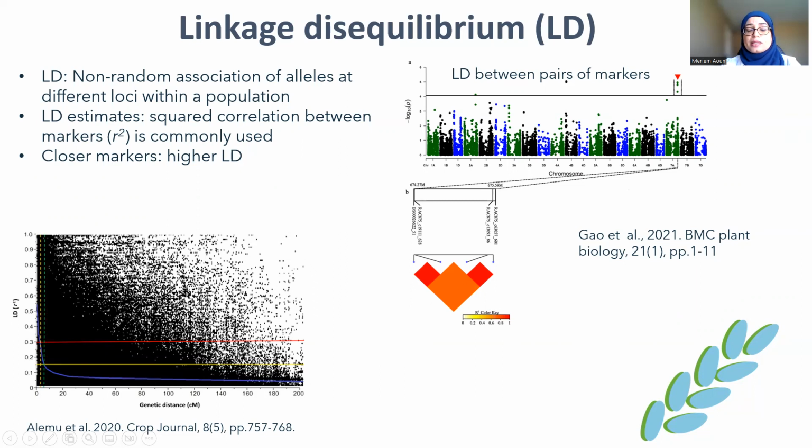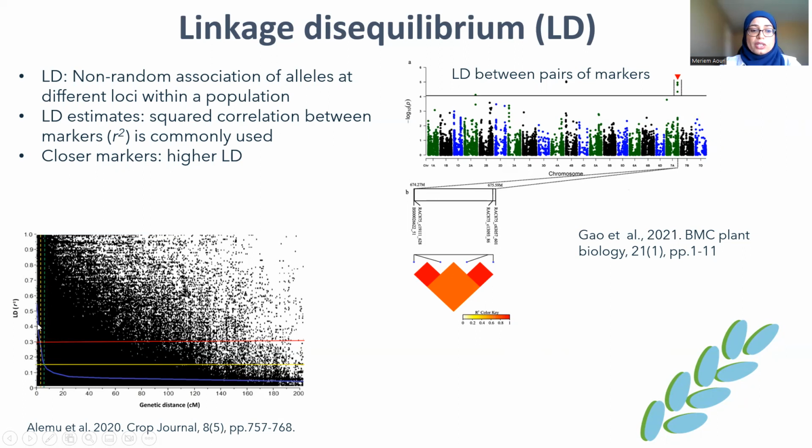You can estimate linkage disequilibrium across the genome, as shown in this figure. Also, you can do this in each subgenome, the subgenome A, B, and D. And also, you can do it within each chromosome or between pairs of markers. So this figure shows an LD decay across the genome where you can see the LD is reduced as the genetic distance or the physical distance between markers increased.